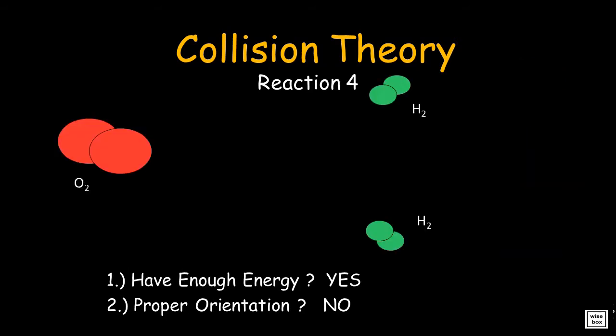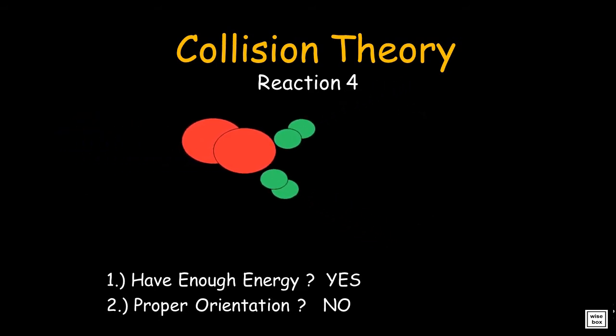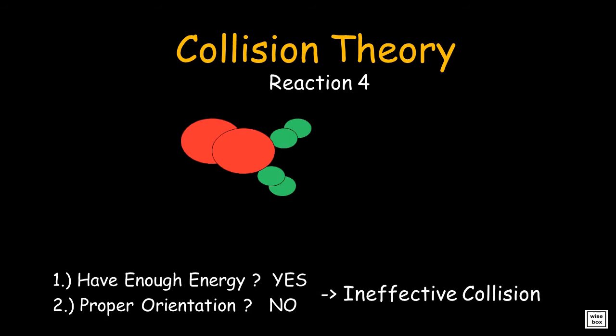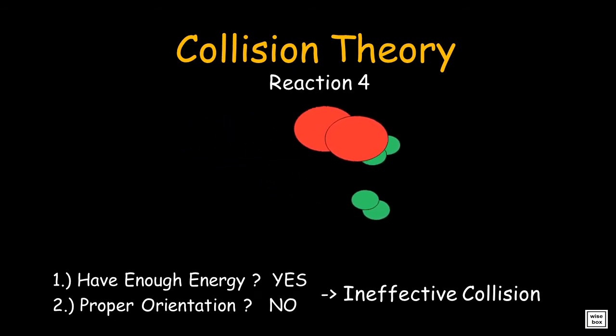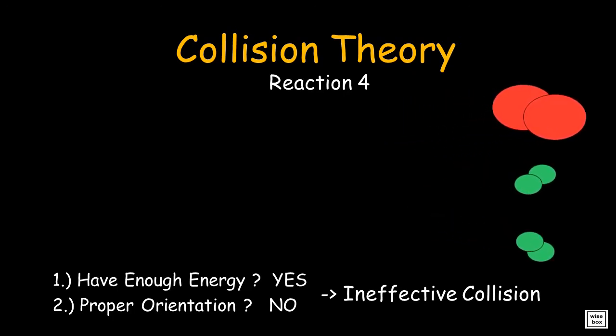Let's illustrate the previous reaction conditions, but this time, the reactants come from opposite directions. What do you think is the result? Same thing. This is still an ineffective collision of oxygen and hydrogen molecules. This produces no reaction. And the reactants still simply bounce apart, unchanged.